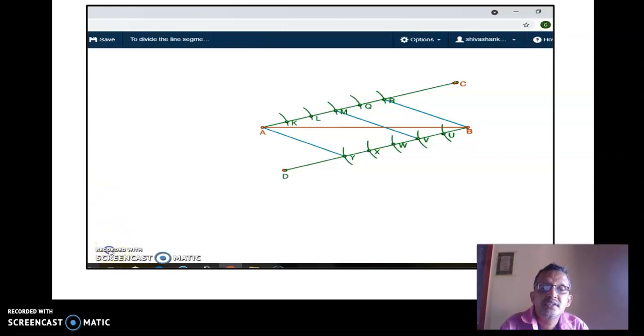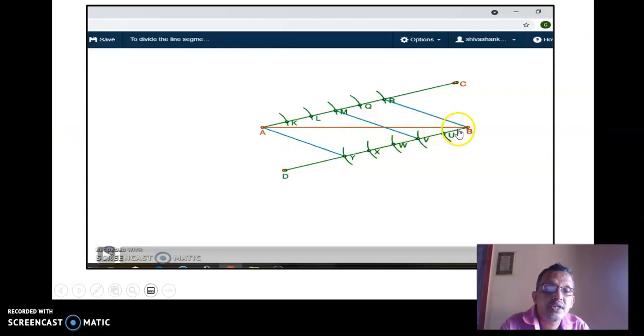Now measure this AB, MV divided AB into 3:2 ratio. Measure this and write the length of these parts. You will get, because I am taking 10 centimeter, 3 into 2, 6. This is 2 into 2, 4. This is 4 centimeter. This is 6 centimeter you will get, because 3:2 ratio.